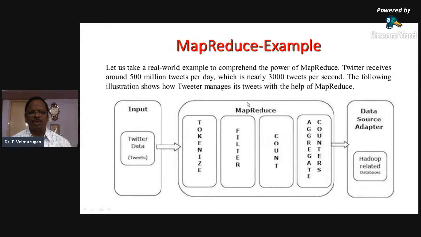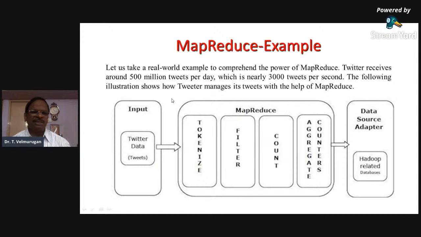Okay. So, MapReduce example. Let us take a real world example to comprehend the power of MapReduce. Twitter receives around 500 million tweets per day. You have to assume Twitter receives 500 million tweets per day. A single day, 500 million. 1 million is how many? 10 lakhs. 1 million is 10 lakhs. So 500 million tweets per day Twitter receives, which is nearly 3000 tweets per second. So per second 3000 tweets are accepted.